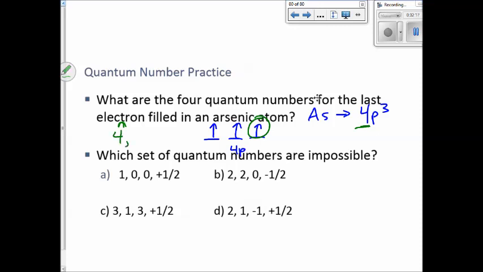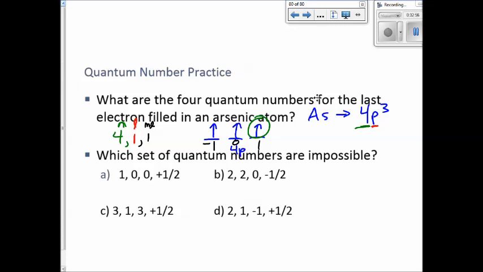Then comes my l. What shape is my orbital? It's a p. So what number did they give to the p's? 1. P's are 1s. Remember, s's are 0s, p's are 1s, d's are 2s, f's are 3s. That's our l number. Next number is m sub l. We have -1, 0, 1. Which orientation, which orbital in the p is it going to be in? It's going to be in the pz, which is 1.